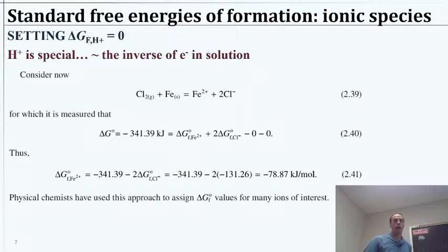So the discussion continues to say, well, Cl2 plus Fe solid will give us Fe2+ and 2 Cl-. And so then we can measure the standard Gibbs free energy for that. If we get that experimentally to be this value, then we can assign, based on that prior experiment, setting the hydrogen to 0, we now know the chloride. And so we have that information. We measure this experimentally.